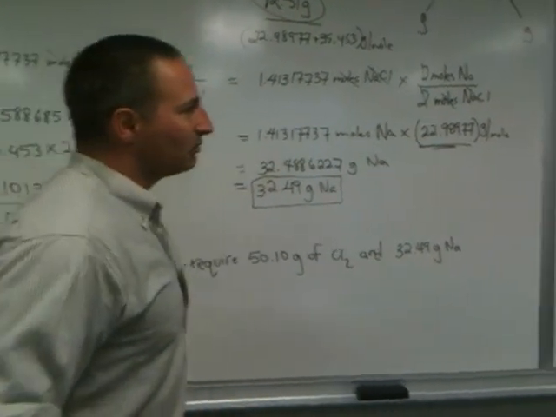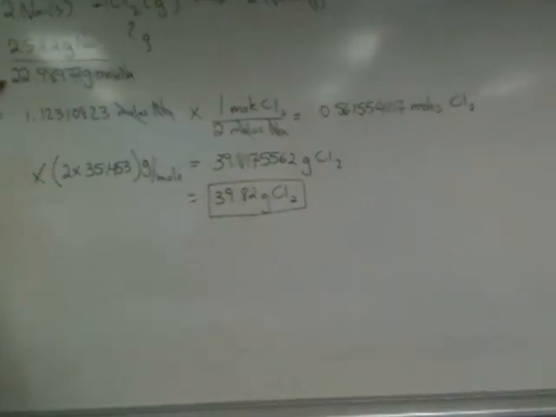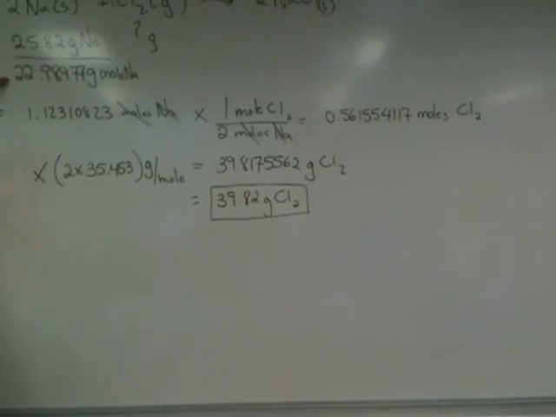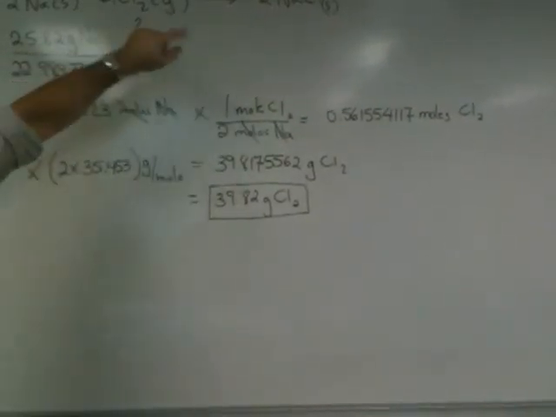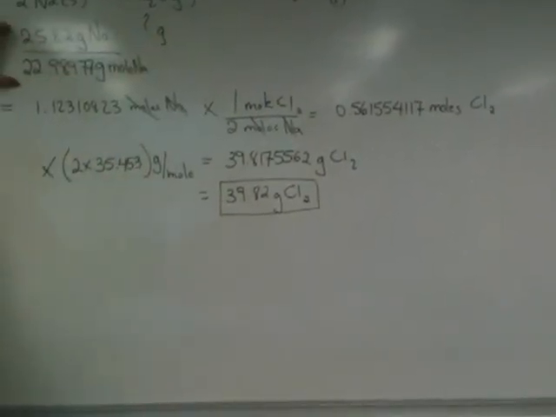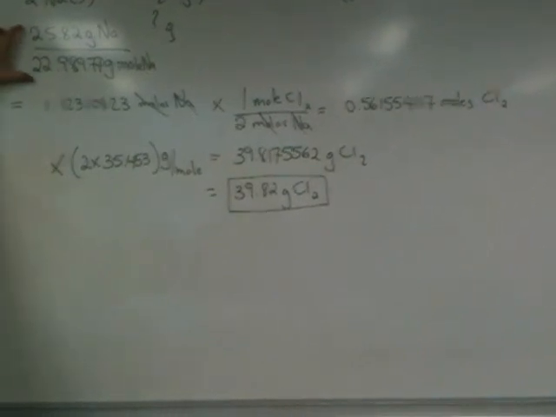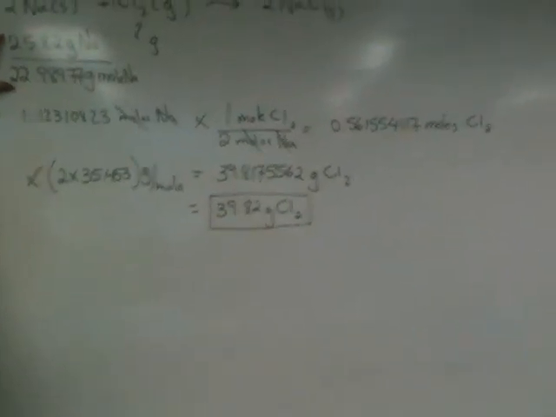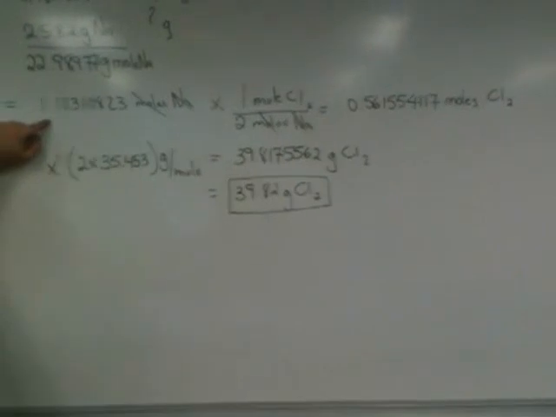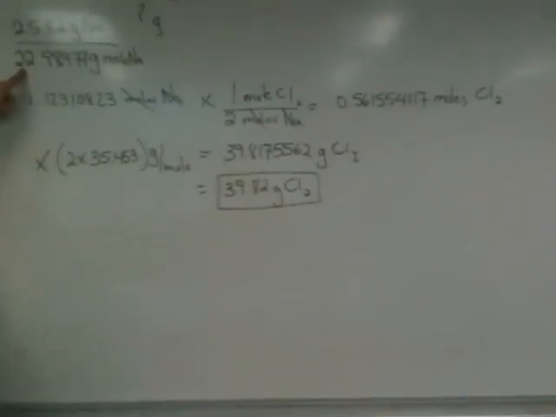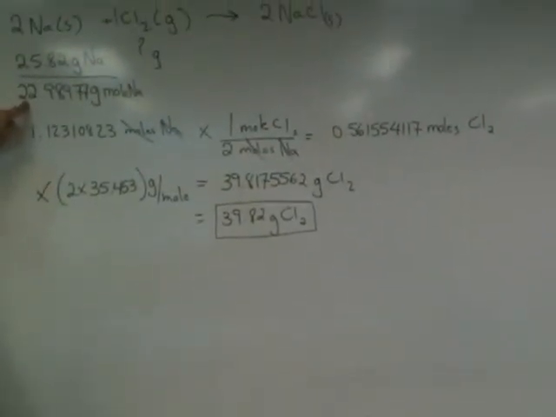The next problem approaches the same equation, but from a different angle. This time, they tell us you have 25.82 grams of sodium, and you want to know how many grams of chlorine are necessary to use up all of this reagent. So we begin by calculating how many moles of sodium are present, 1.123, so we're dividing by 22.98977, which is the molar mass of sodium.